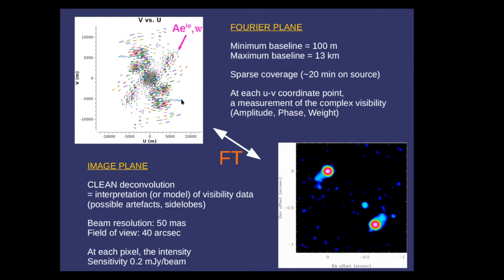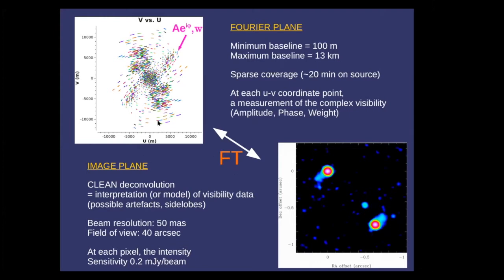So this is information in the Fourier plane, okay? And it's difficult for our mind to understand what is in there. So usually what we want to do is a deconvolution to convert this information into an image, and most of the time this is done, for example, with a CLEAN algorithm. But what I want to emphasize here is that this deconvolution is already an interpretation, or if you want, a model of the visibility data.